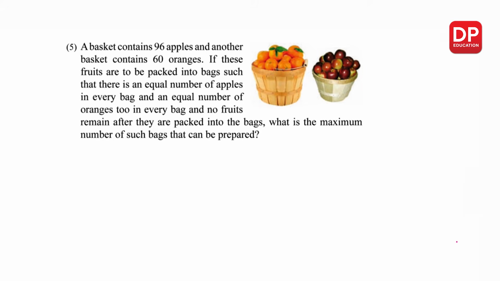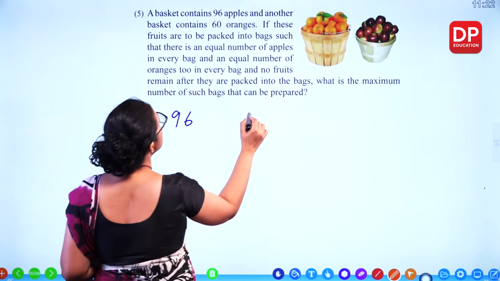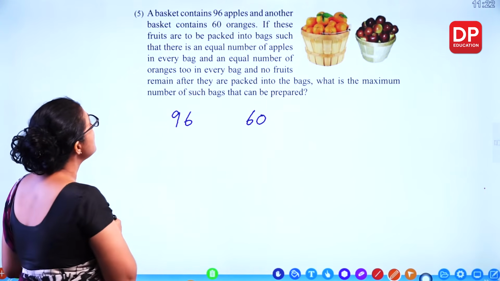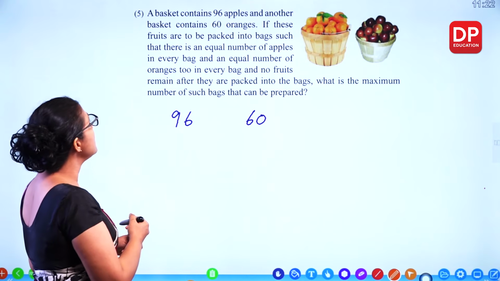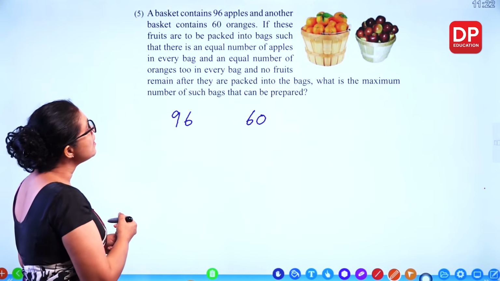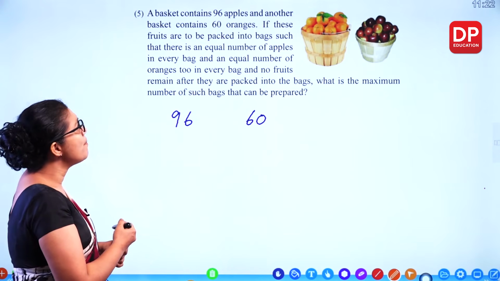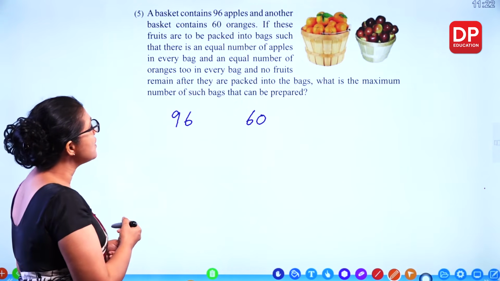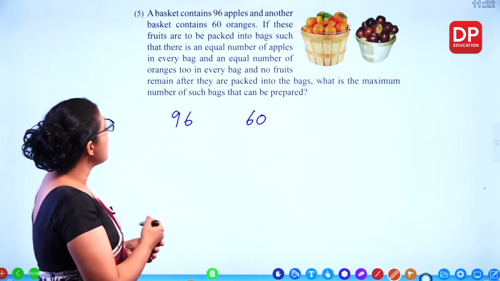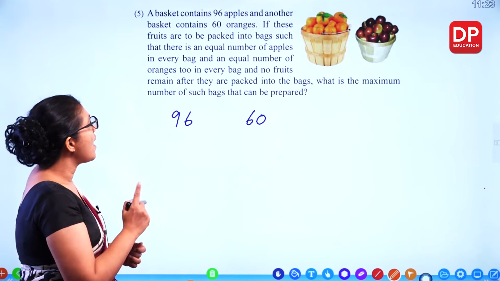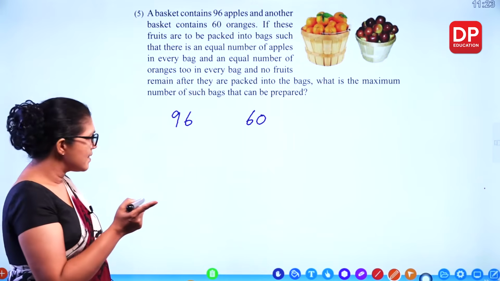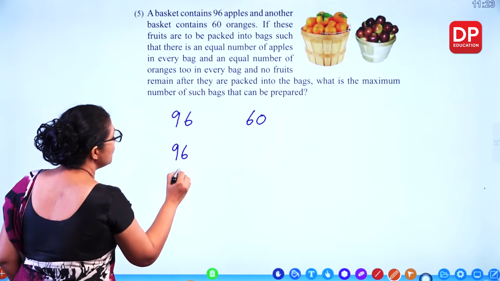Question number 5. A basket contains 96 apples and another basket contains 60 oranges. If these fruits are to be packed into bags such that there is an equal number of apples in every bag and an equal number of oranges too in every bag, and no fruits remain after they are packed into the bags, what is the maximum number of such bags that can be prepared? So that means the highest common factor of 96 and 60. So we'll find out.